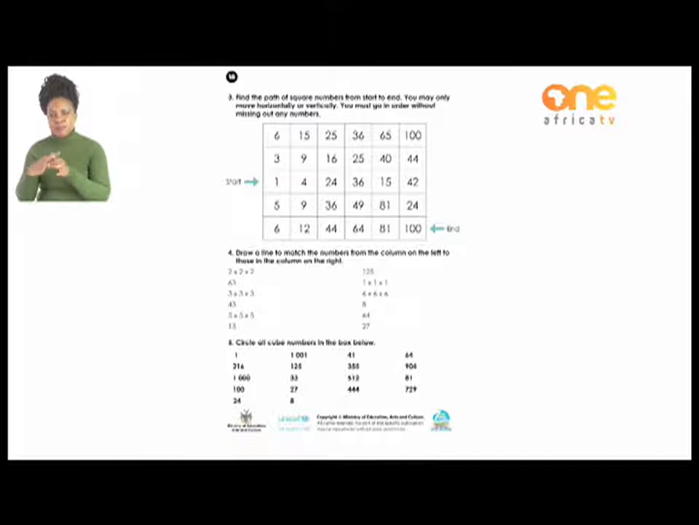Number 5, there we have to circle all the cube numbers in the box below, or all the numbers which are listed there. Just circle the numbers which are cube numbers. So that brings us to the end of our presentation or lesson of today.